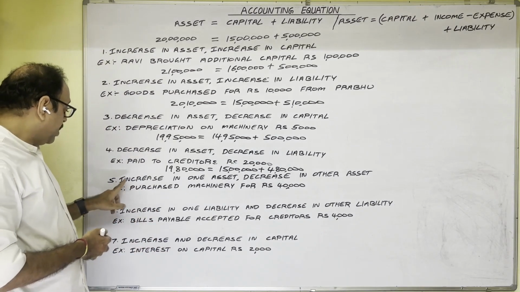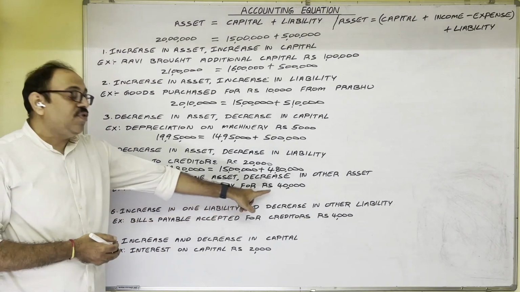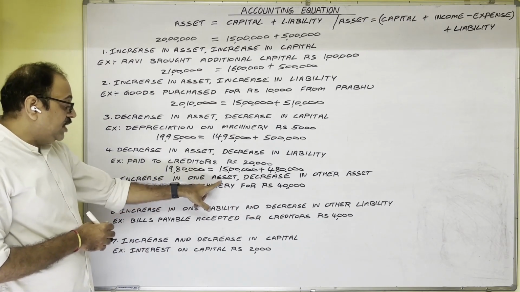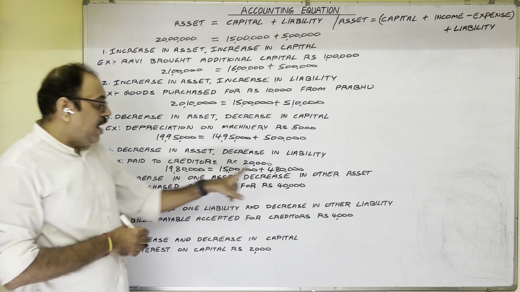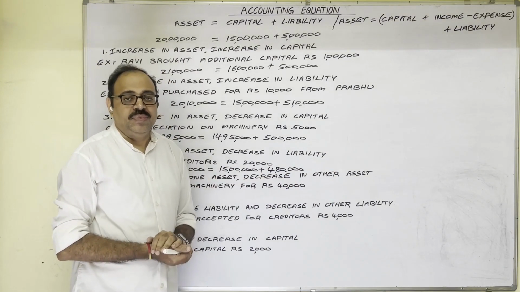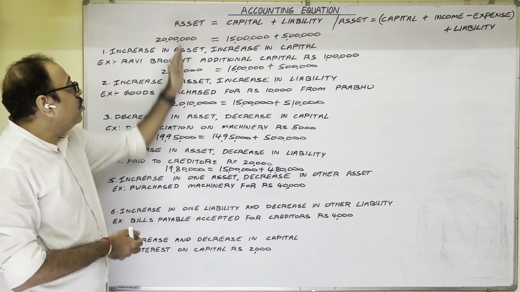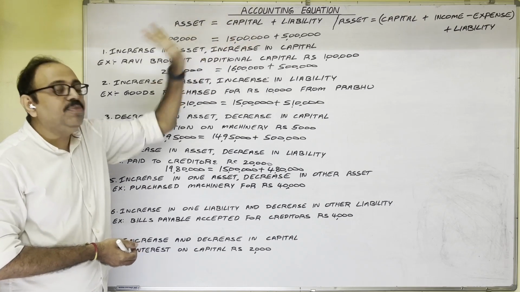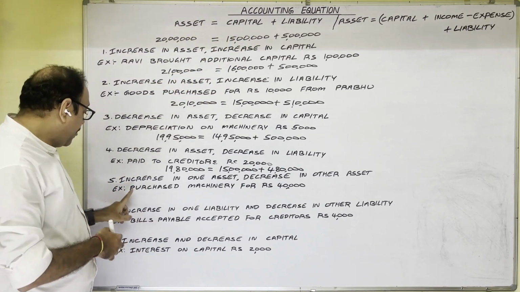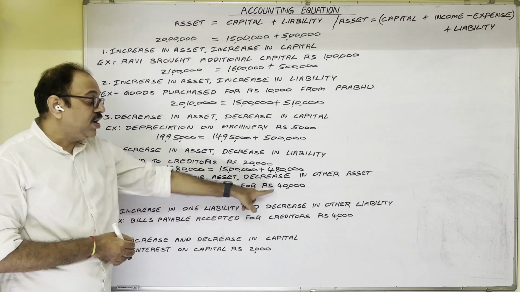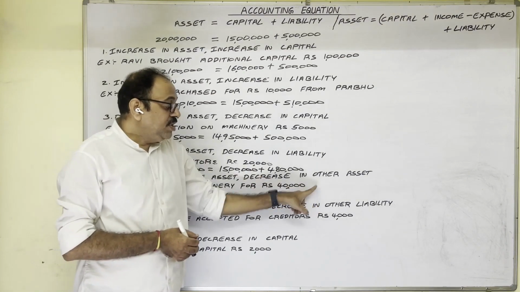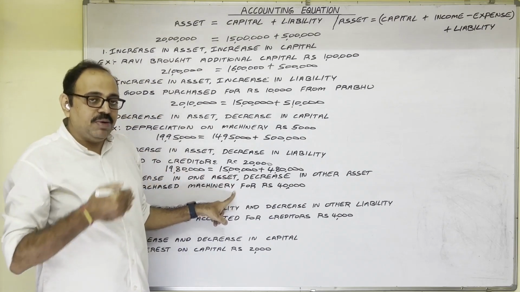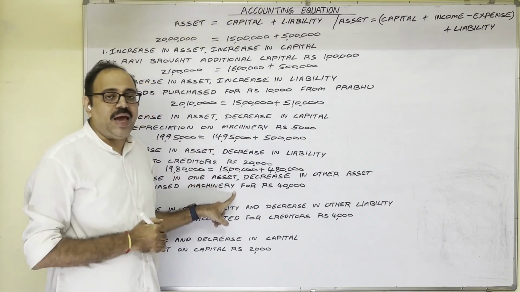Next transaction. Purchased machinery for 40,000. So in this transaction what happened? One asset value is increasing and another asset value is decreasing. Means this transaction is affecting only the left side of the accounting equation. Capital is not affected, liability is not affected. See, purchased machinery for 40,000. The seller's name is not given, means this is a cash purchase. So the firm is buying machinery, in return the firm is paying cash.